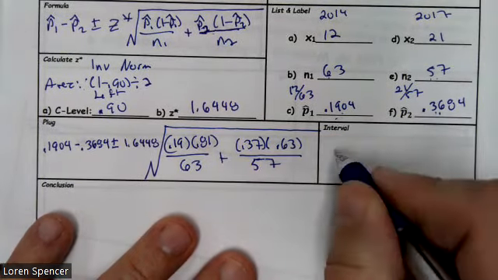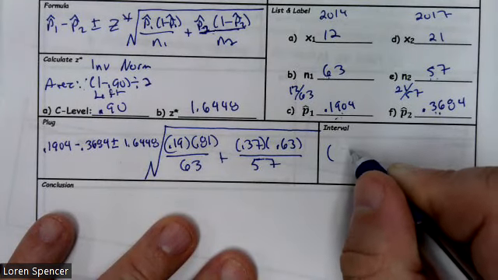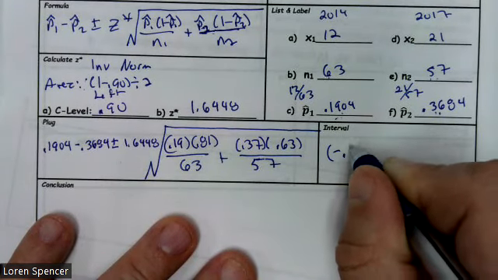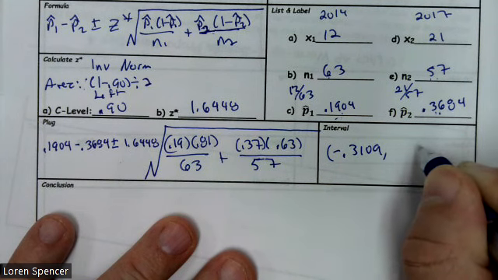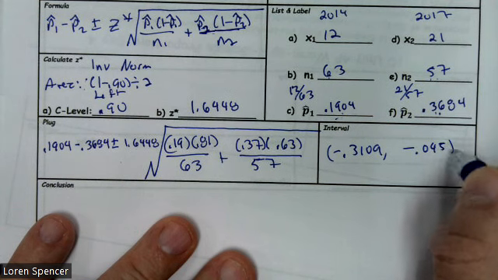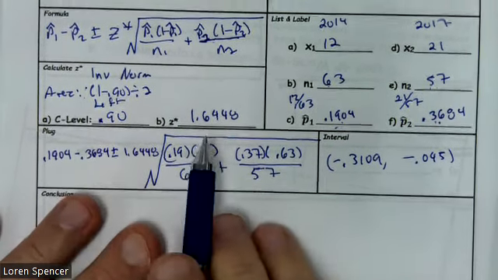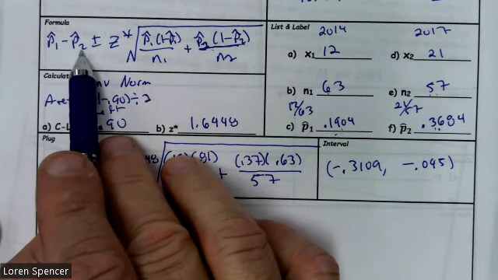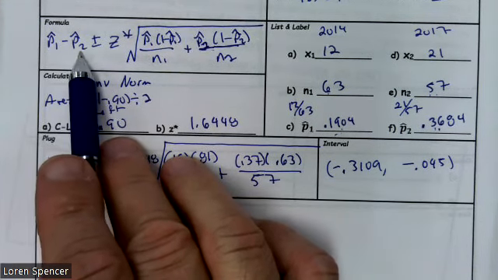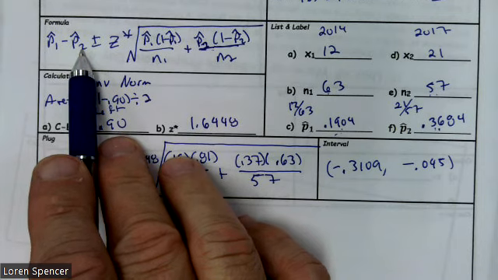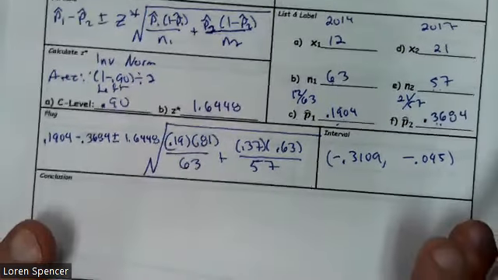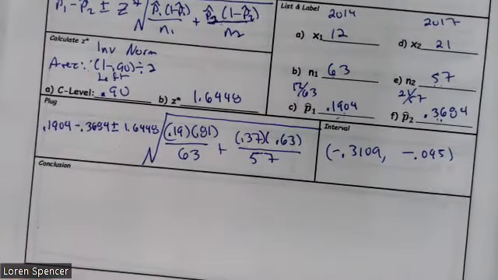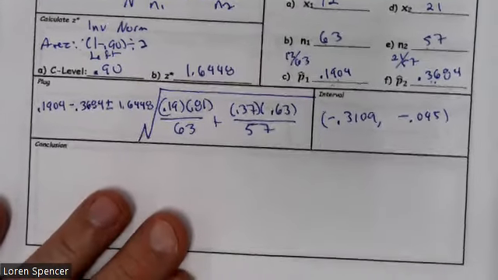So we have our interval is negative 0.3109 to negative 0.045. The fact that it's negative means the second number was bigger. And sure enough, that 2017 was the second number. So 2017 had a larger percentage of plants that were resistant. All right, so now we need to write up our conclusion.